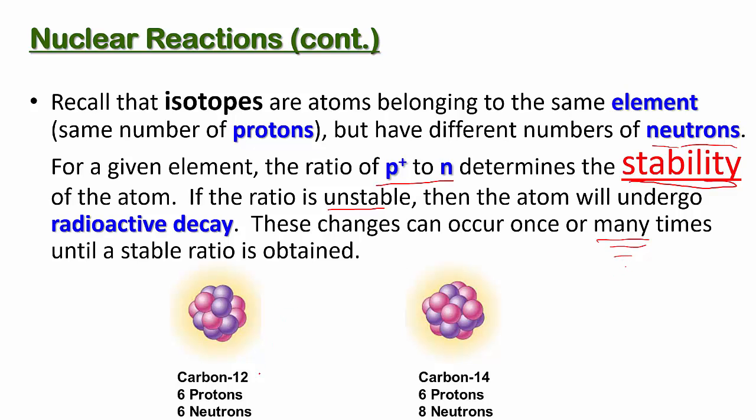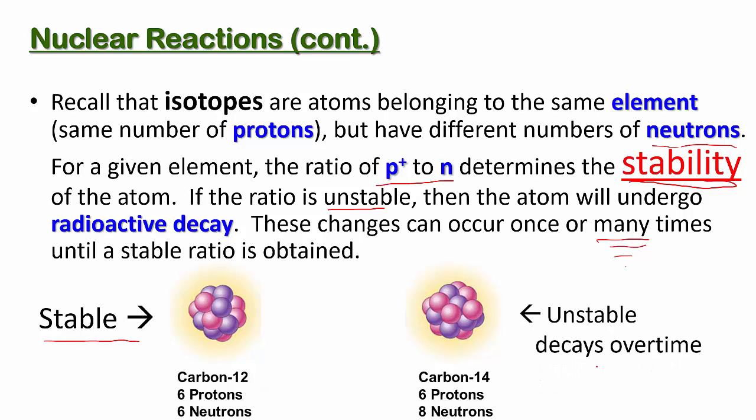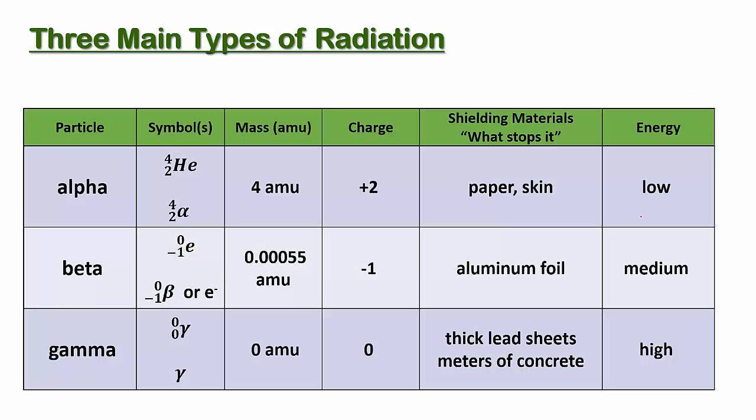Like the example here, carbon 12 versus carbon 14. Carbon 12 is our stable version. Carbon 14 is unstable and decays over time to different elements until it makes it to a stable one. From there, this is going to be our key table. Pause for a moment and get this table copied in so that we can start discussing it.